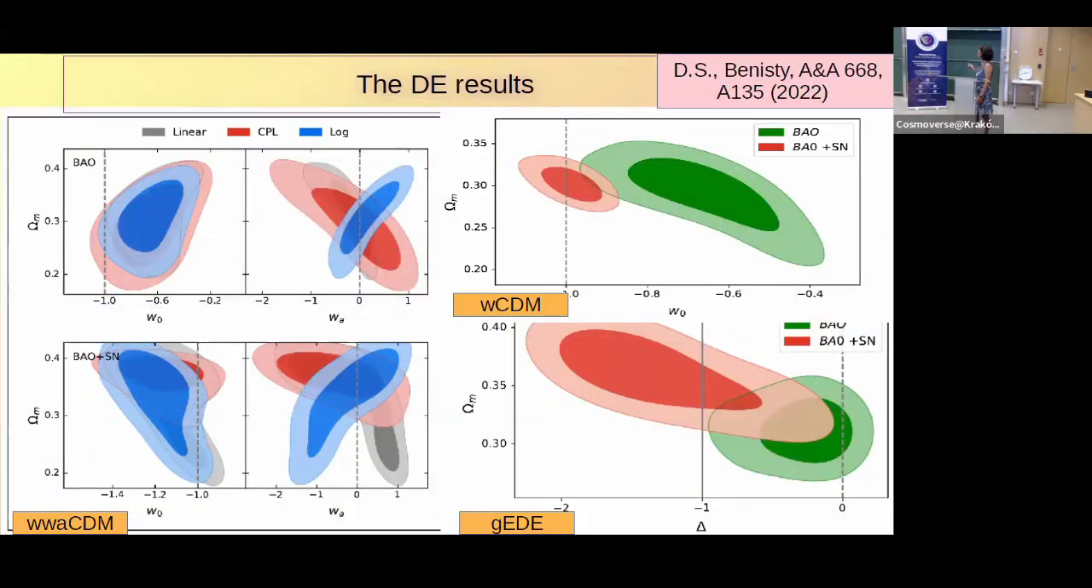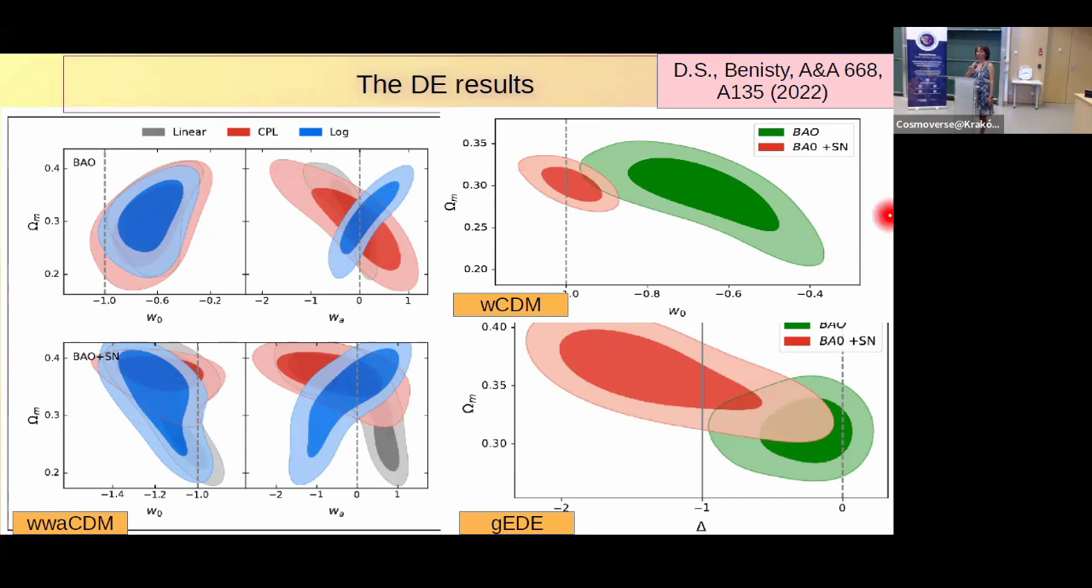What we see here: on the top we have just the BAO points, and on the bottom we have the BAO plus the supernovae. The supernovae dataset here is the Pantheon dataset. As I said, this is work from two years ago, so we didn't have Pantheon Plus back then. You can see that we start with a w0 larger than -1. So this is the w0waCDM. When we add the supernovae, we get a w0 smaller than -1, while wa you cannot constrain much; it's a very hard parameter to constrain.